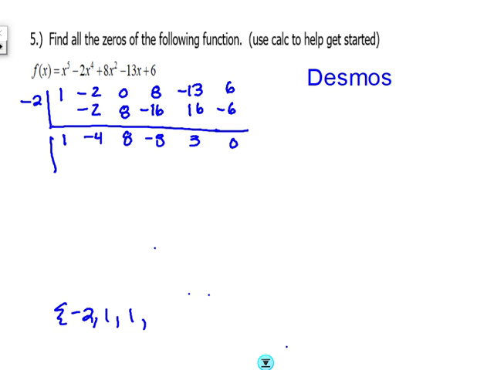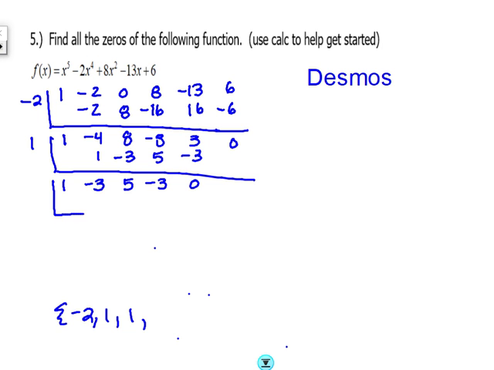All right, I'm going to just continue on with all the zeros that I have, so I'm going to use 1 next. So drop, multiply, add, multiply, add, multiply, add, multiply, and I should be getting 0 again. Because 1 is a double root, I'm going to use 1 again. So drop, multiply, add, multiply, add, multiply, and I get 0 again.